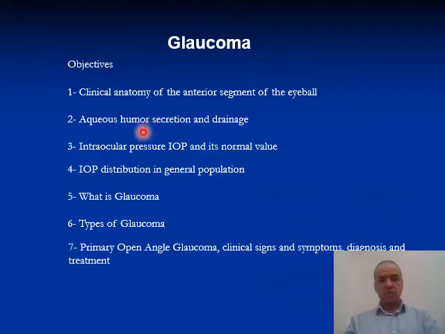Aqueous humor secretion and drainage, because it is the most important factor in building the intraocular pressure. Then the intraocular pressure, which is the most important factor in glaucoma. The intraocular pressure distribution in the general population, and how frequent ocular hypertension is in the general population.